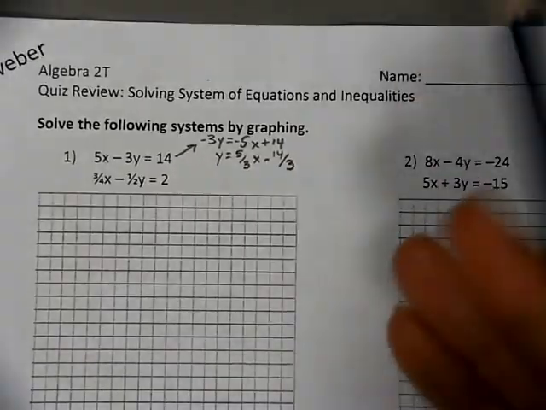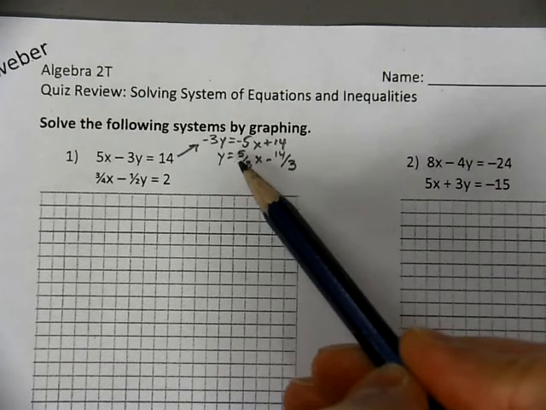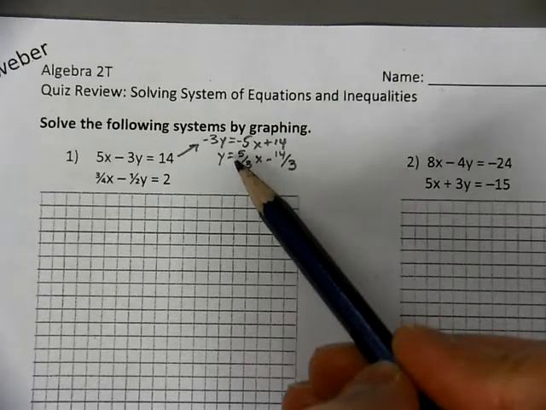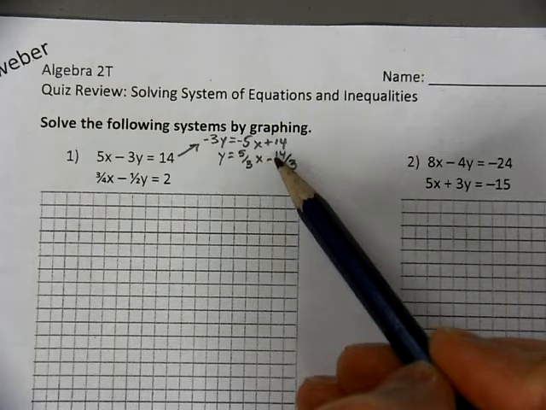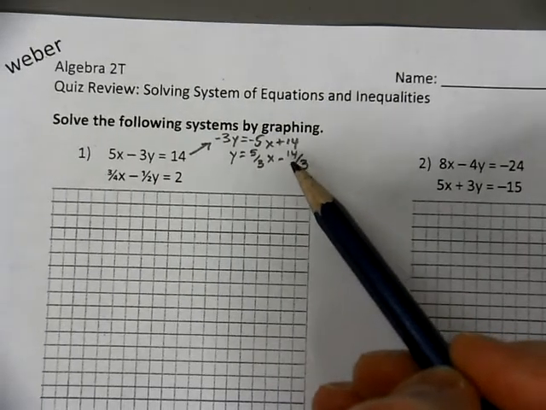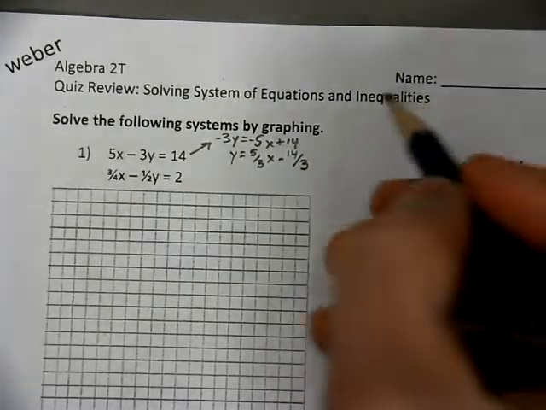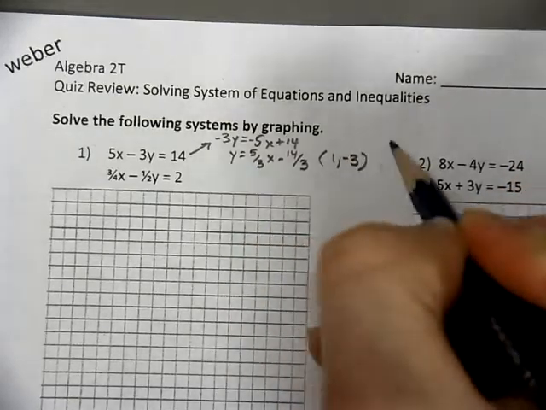Here, when we plug in 0 for x, that still gives us this y-intercept, so that's not helpful. When we try 1 for x, we get 5/3. 5/3 minus 14/3 gives us negative 9/3, which is actually negative 3. So we have this point at 1 comma negative 3.